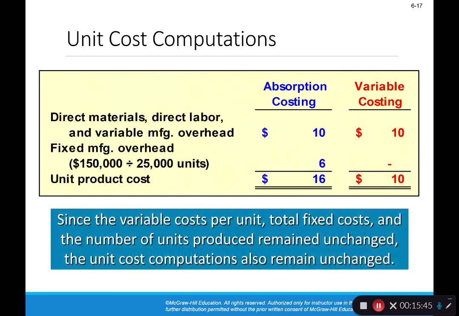So how does this all play out? Well, notice that our unit costs are the same because the variable cost per unit doesn't change, so the 10 stayed the same. And because we produced 25 again, the fixed overhead per unit stayed the same as well. If we produced a different amount of units, then the fixed overhead per unit would change.